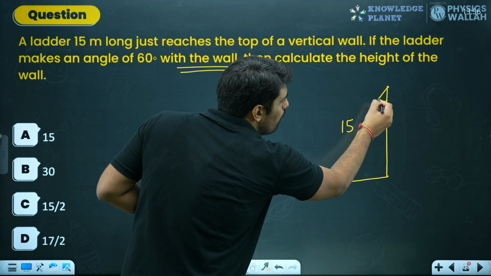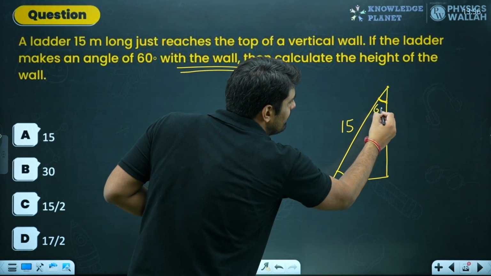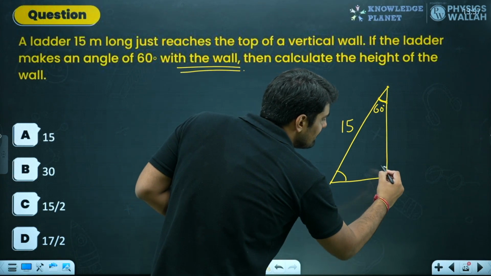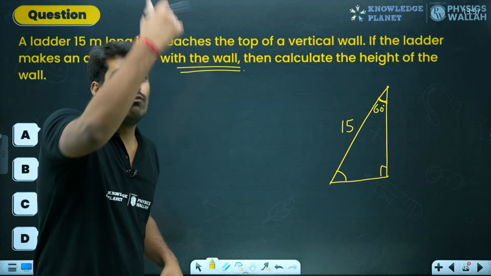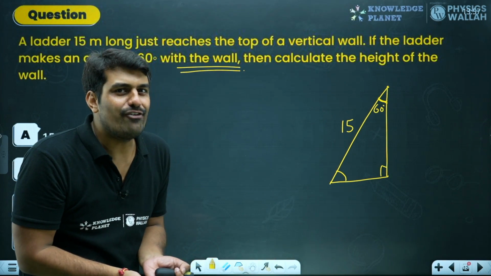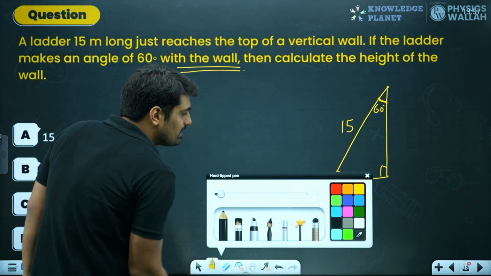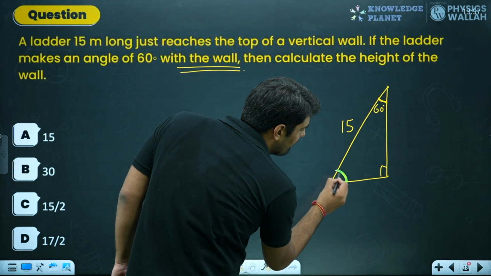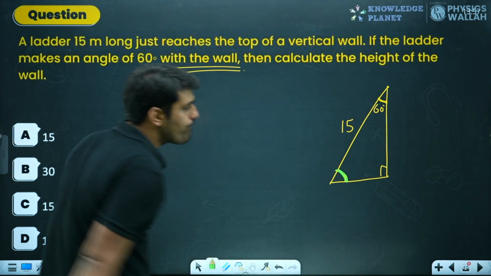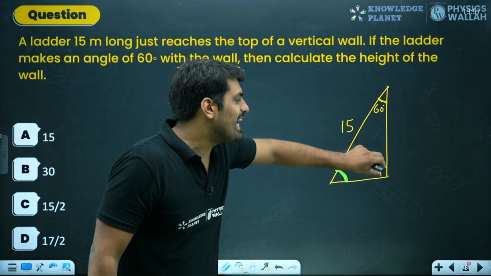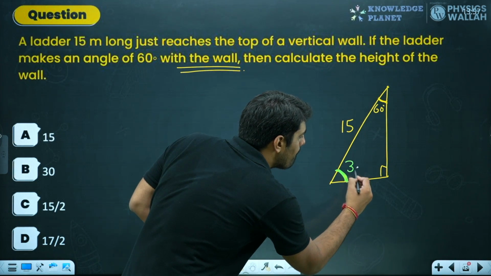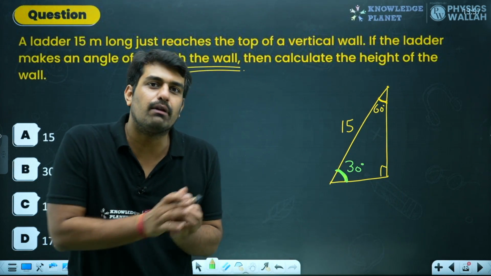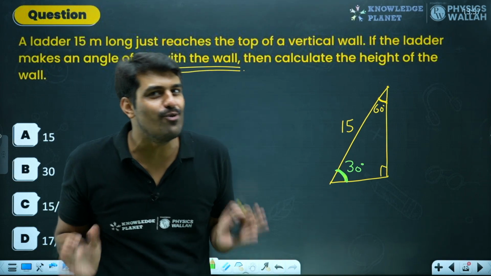This is the wall. So over here they are making an angle of 60 degree. And you already know this is 90 degree, because the wall and the floor will have an angle of 90 degree. Tell me now, what will be this angle? If this is 60 degree, this is 90 degree, don't you think this will be 30 degree? Why? 60 plus 30 is 90, 90 plus 90 is 180. This is grade 7th math, so no need to teach you again this part.